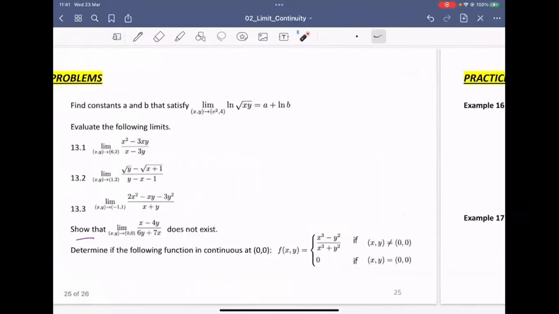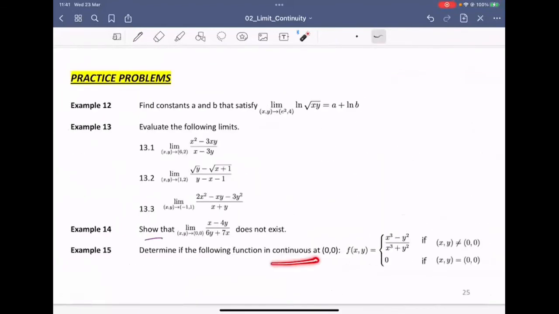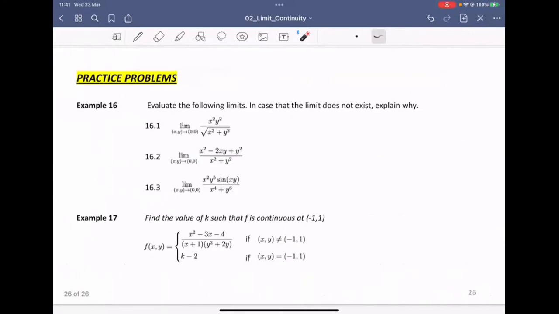Because I don't want to be rushed on the content, it's better for you to take a rest, and then we're gonna see you next week with the continuity content. And here, evaluate the following limits. If the limit does not exist, explain why. So you can see this type of question.